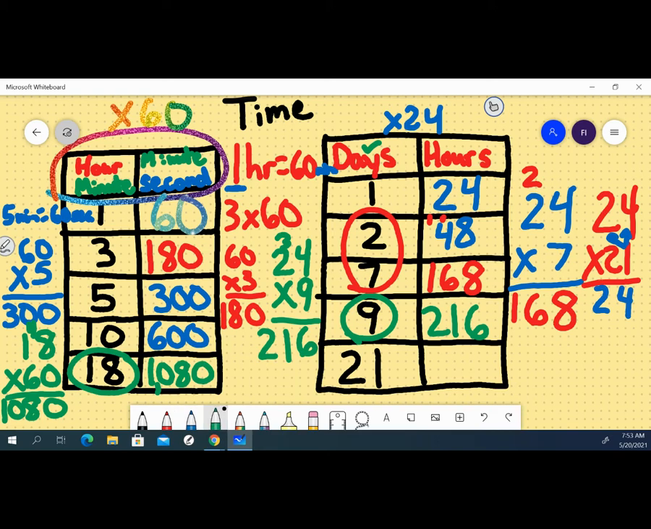And then when I get to my second number, I put that 0 down as my placeholder. Then I do 2 times 4 is 8, and 2 times 2 is 4. And then I add my two parts together. There's 4, 10, and 5. Okay, so in 21 days, there would be 504 hours.